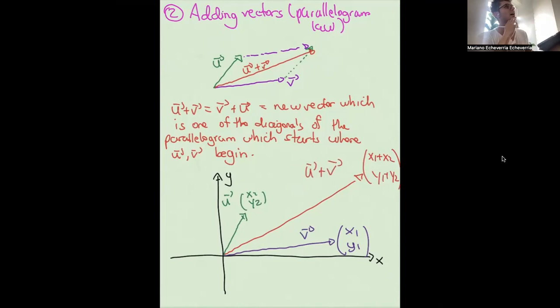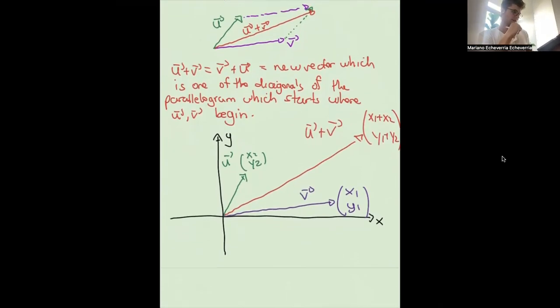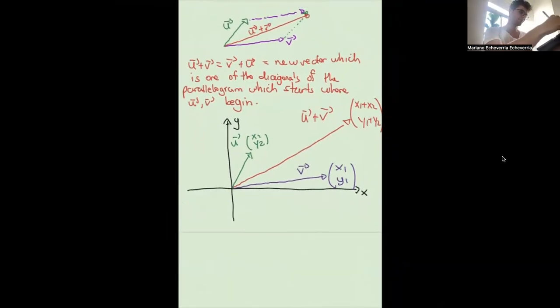So again, let me just give you some examples. For example, if V had been 1, 2, and U had been, let's see.